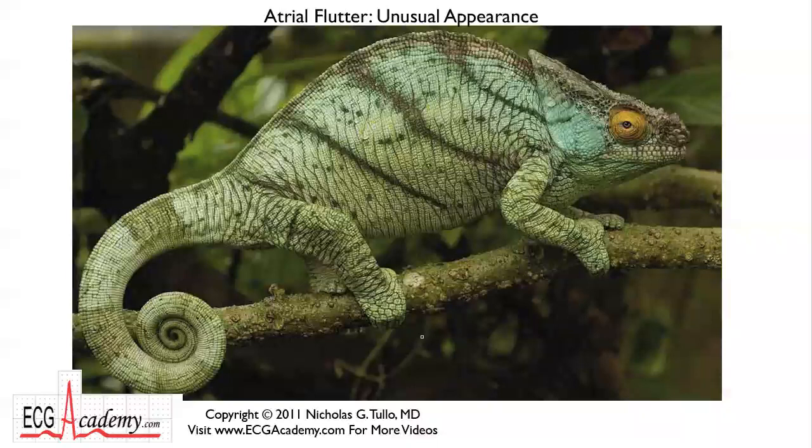And this chapter is about flutter that has an unusual appearance, flutter that looks deceptive and makes you think about something else. Here's a picture of a chameleon that kind of blends into its surroundings. And think of those flutter waves as kind of blending in and looking like something else. So let's get right to it.